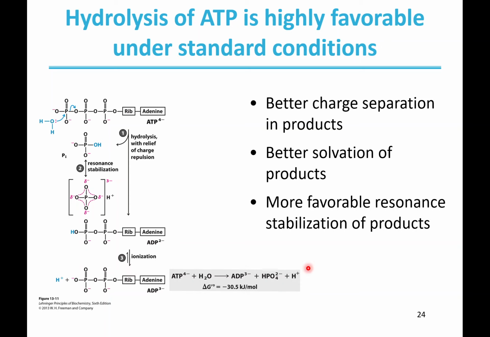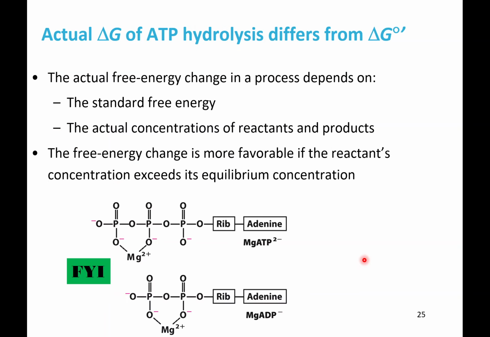Okay, so those are the main factors in this. And the delta G naught prime for this reaction, just ATP and water going to ADP and phosphate, is very highly negative. That means it's very spontaneous. You can use this reaction, the fact that it has a very negative delta G, and couple it to a reaction that is not spontaneous to drive that non-spontaneous reaction forward.